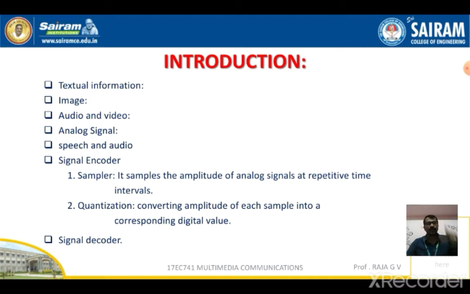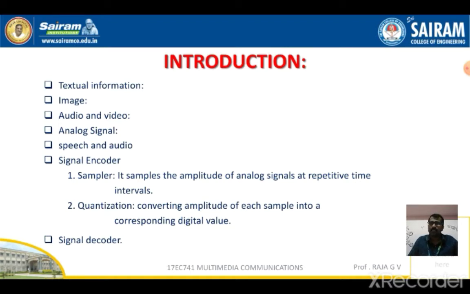For example, if it is a sine wave, we take only the amplitude of the analog signal at repetitive time intervals, and the corresponding digital value will be given. Similarly, the conversion of stored digitized samples relating to a particular media type into the corresponding time varying analog form is performed by an electrical circuit called a signal decoder. The second step is quantization, converting the amplitude of each sample into the corresponding digital values.